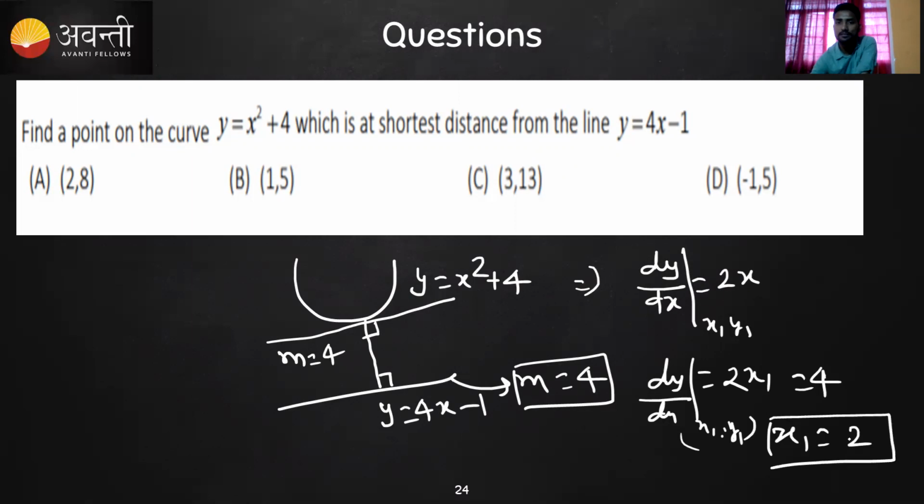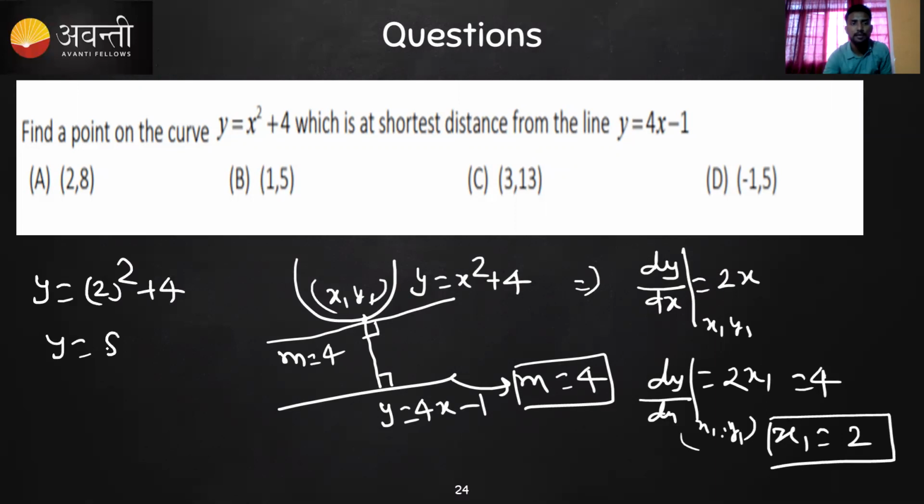So if x1 is 2, just put this, because we have to find this point now, this x1 and y1. If x1 will be 2, then what will be y? It is 2 square plus 4, right? So y will be 8. So it means y1 will be 8. So what will be the value? It will be 2 comma 8.